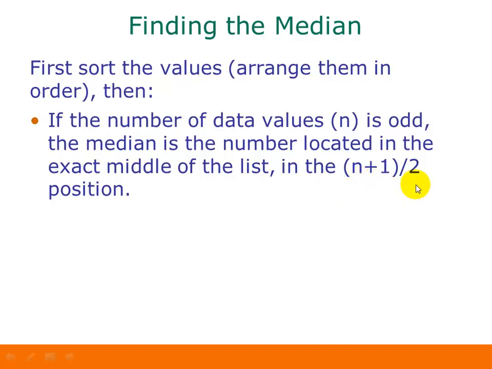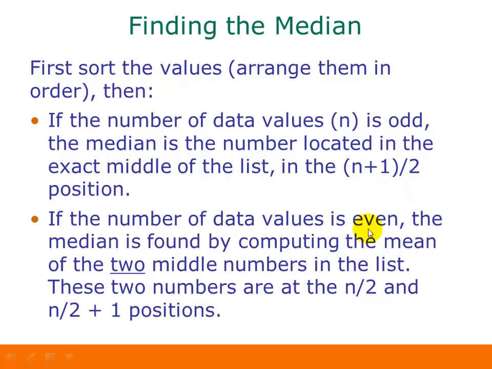If we have an even number of data values, then there are actually 2 numbers that are in the middle of the list. So we find these 2 middle numbers and compute the mean of those 2 middle numbers, or in other words, the average. We go halfway between those 2 numbers that are in the middle of the list. And the positions for these 2 numbers we can find by taking n and dividing by 2. That will be the first one. And then we also take the next one. So the position for the next one would be n over 2 plus 1.